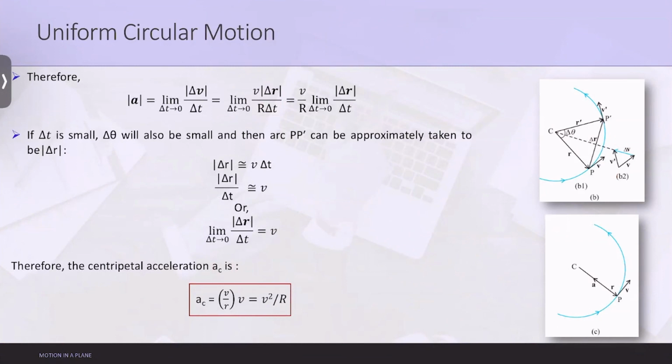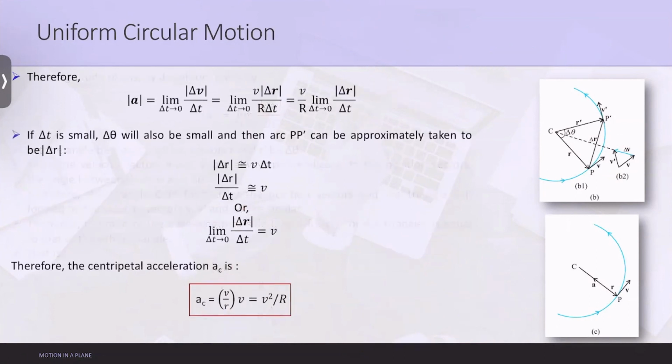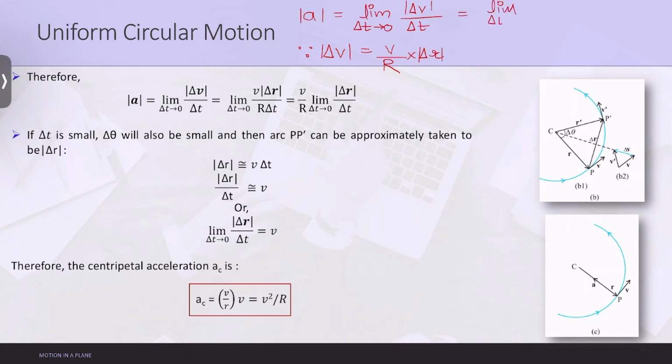Therefore, what is mod A? Mod A is nothing but equal to, so in the place of delta V, we will substitute it here. Let us try to substitute. We know mod A is nothing but equal to limit delta T tends to 0 mod of delta V by delta T. Right? We know what is mod of delta V? Mod of delta V is nothing but equal to small v by capital R into mod of delta R. Just have to put it here. So this will be equal to limit delta T tends to 0 V by R into mod delta R by delta T. Correct? As V and R are constants, correct?